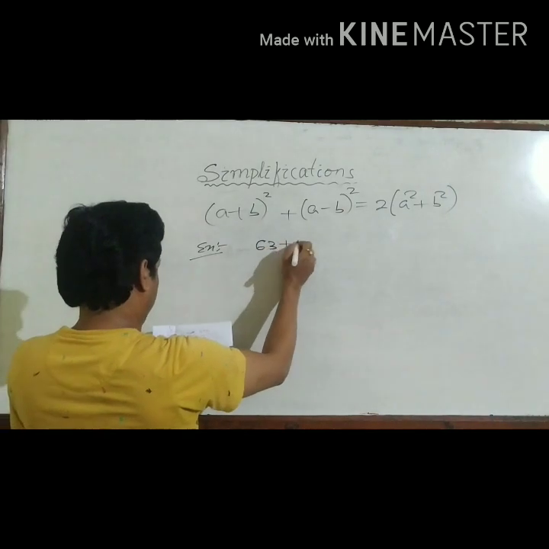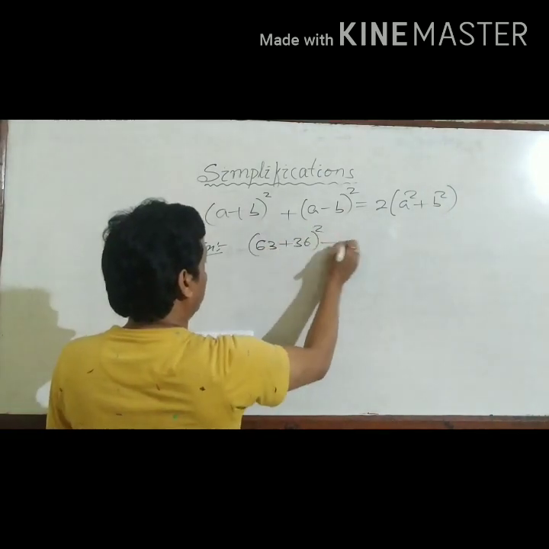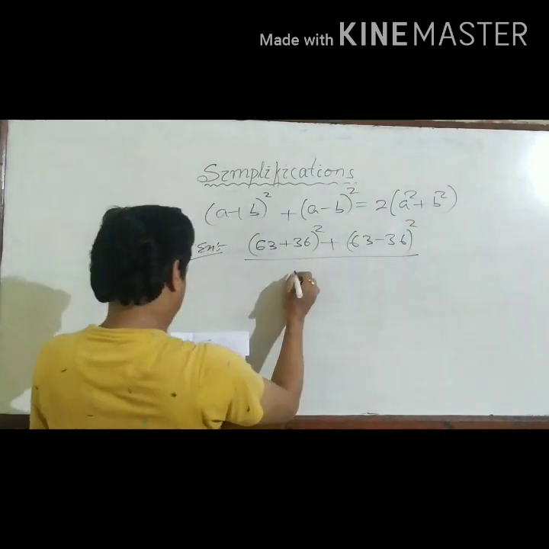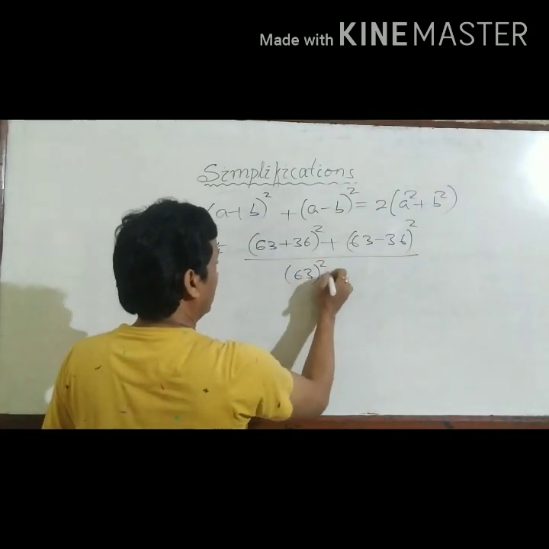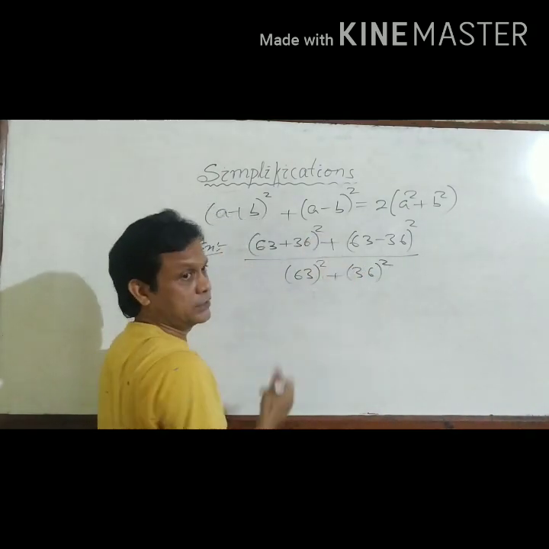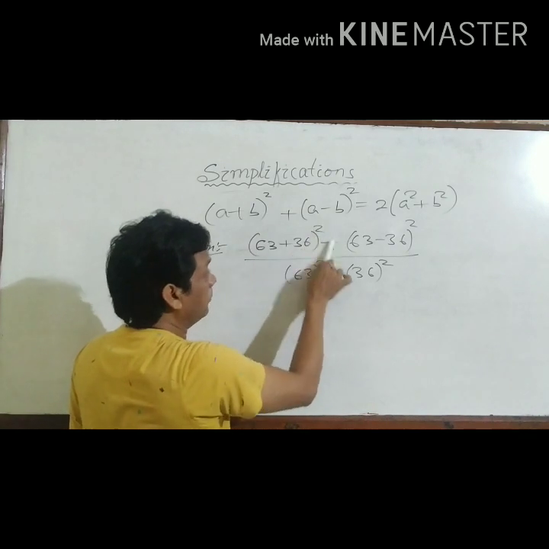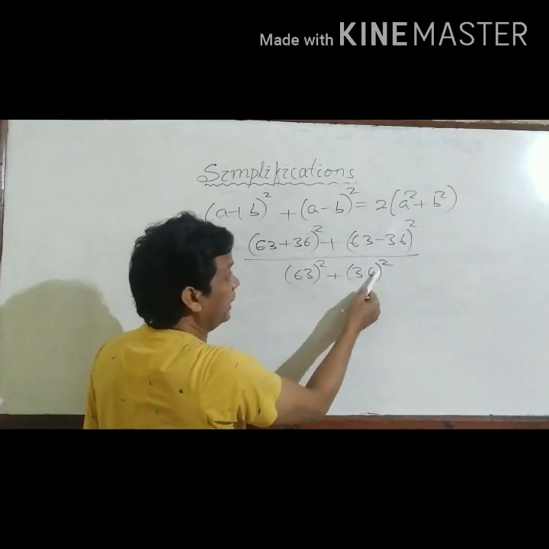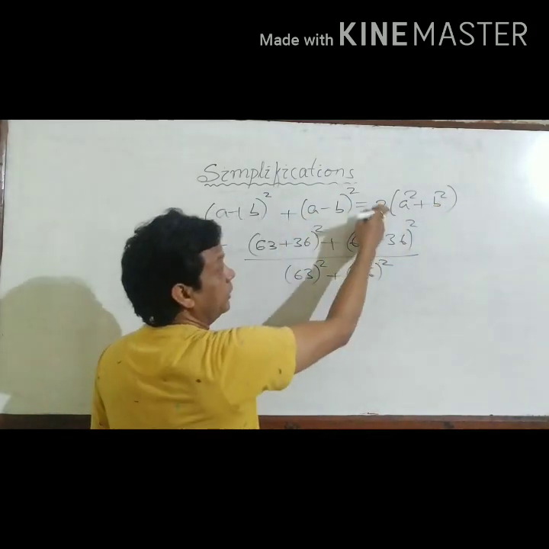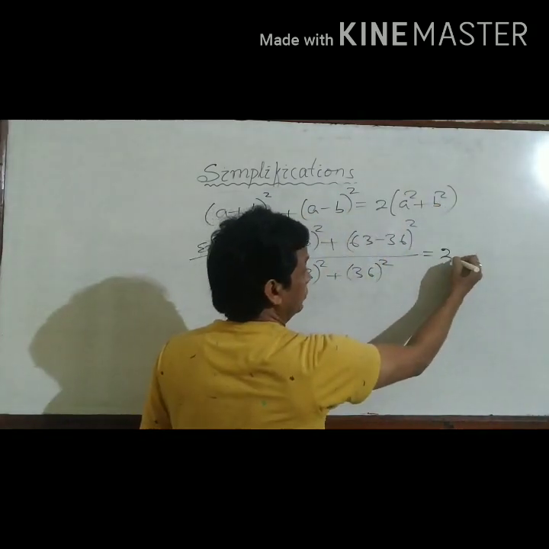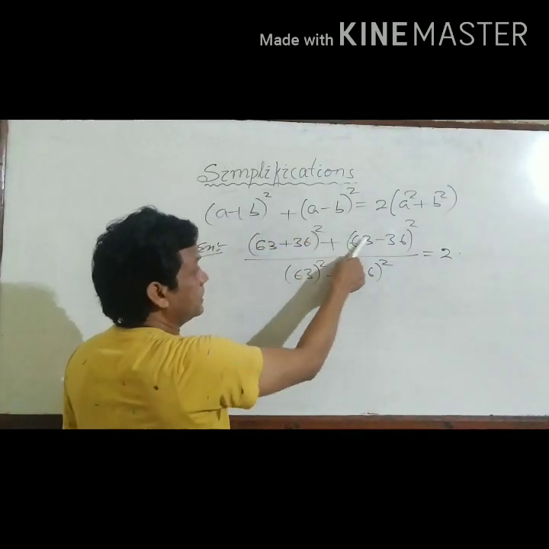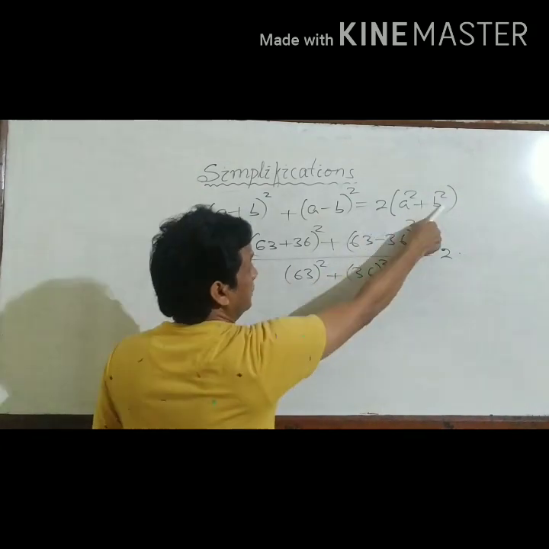63 plus 36 whole square plus 63 minus 36 whole square divided by 63 whole square plus 36 whole square. Don't calculate these things. It is in the form a plus b whole square plus a minus b whole square divided by a square plus b square. It will be equal to 2. So write the answer directly, 2. Don't calculate it. A plus b whole square plus a minus b whole square divided by a square plus b square will be equal to 2.